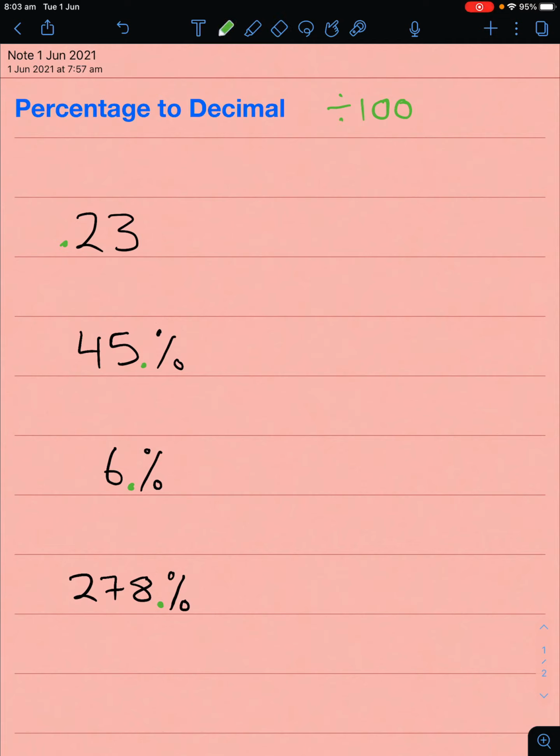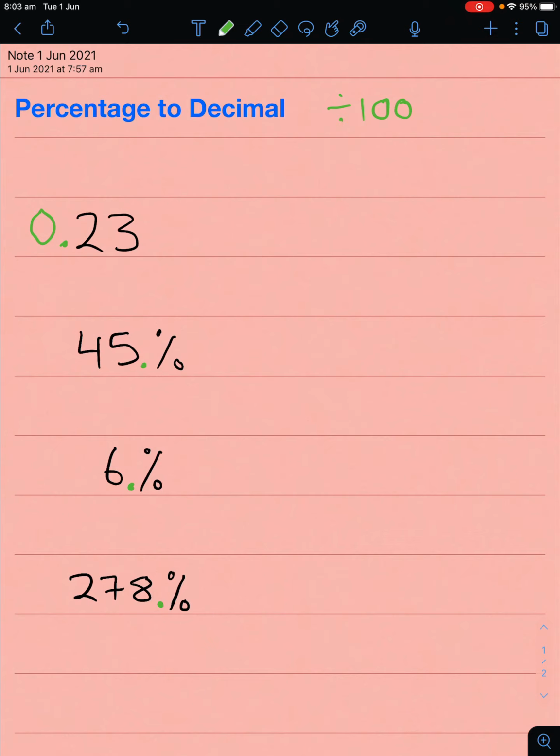Now that's fine, but it is easy to miss that little decimal place there because it is quite small. So what we do is we make sure that we write a 0 in front of it, and that just helps us to see the decimal place there. So 0.23 is the same as our starting percentage of 23%. Let's see if we can do it with this next one.